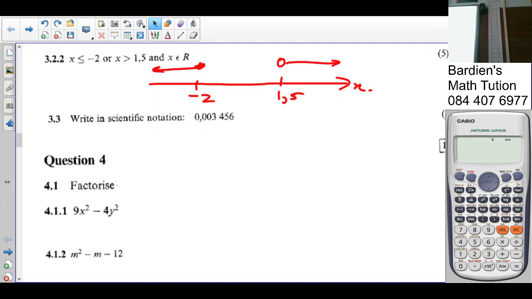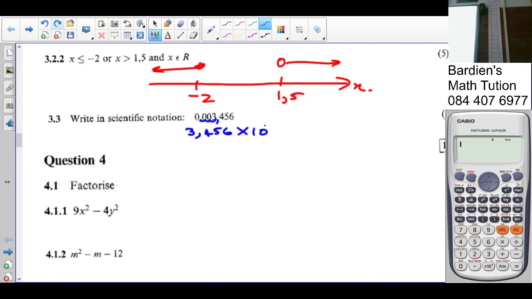The next question, we are told to write in scientific notation. If you write something in scientific notation, there must be one number in front of the comma other than 0. And this number in this case is going to be the 3. So we're going to move the comma 1, 2, 3 units. So it's 3, 4, 5, 6. Do I have to put the 3 zeros there? No. It has no place value.